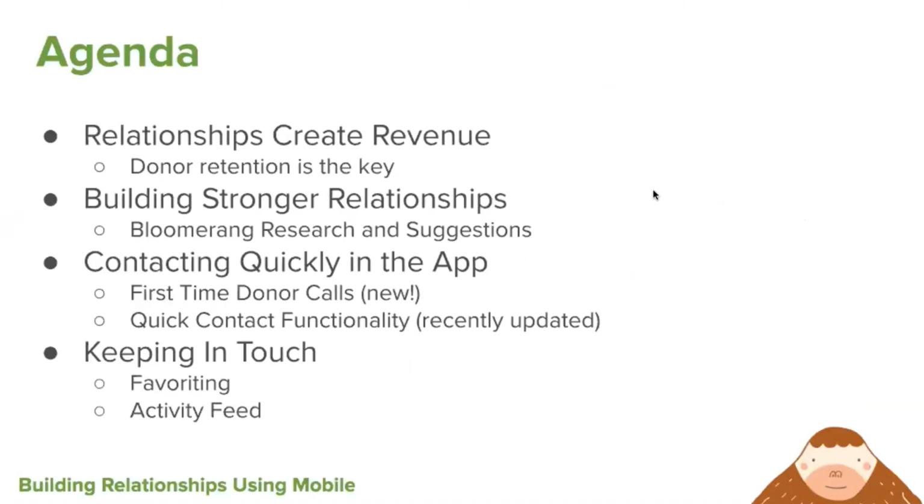First things first, a brief agenda so you know what we're going to be talking about today. First, I want to cover how you can use relationships to build revenue and the key points behind that, particularly how donor retention plays into that. Then I want to cover how you can build strong relationships. So what exactly are things that you can do to make your donor feel like they have a stronger connection with your organization. And then we're going to jump into the app itself, and I'll show you how you can take some of these different concepts and actually apply them using our mobile app.